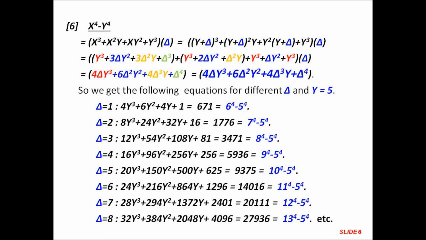The intermediate steps have been color-coded to show how the terms of the final basic equation have accumulated. So we get the following equations for different delta and y equals 5, and we can see that these can be continued ad infinitum all the way to infinity.